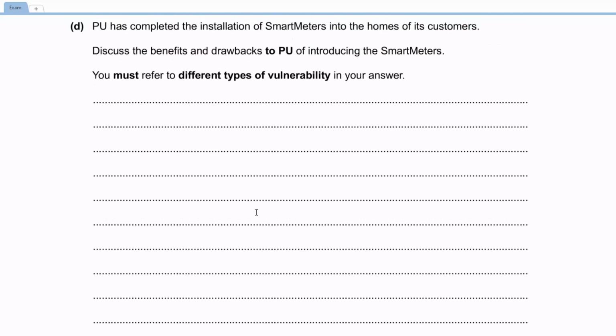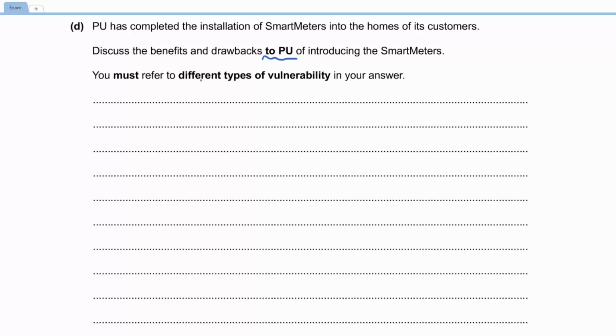To get the highest band, as an examiner would call it, we must talk about both these benefits and drawbacks, and also you must draw on some context regarding how it is specific to PU and their smart meters. And likewise, it says we must refer to different types of vulnerability. We must talk about system, physical and environmental to show we have understood that point. Okay, so first of all, let's start with a benefit.